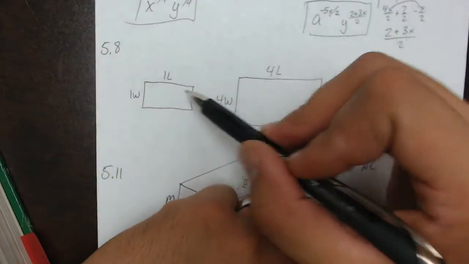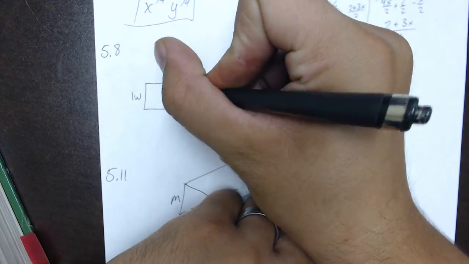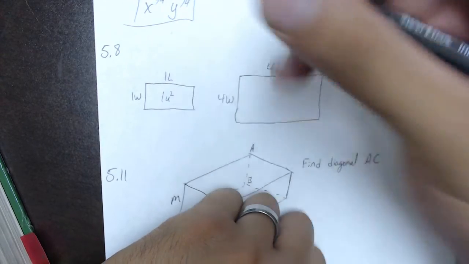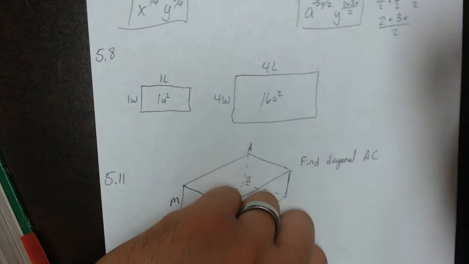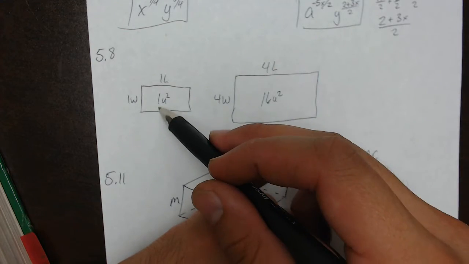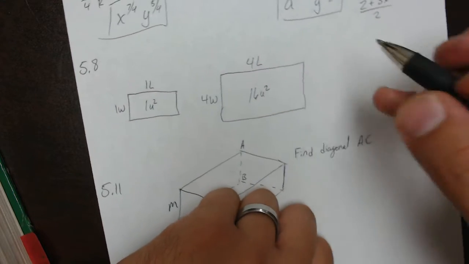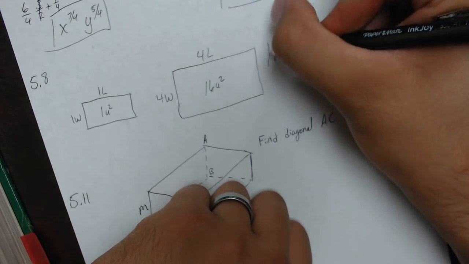Now to figure out the ratio of the areas, let's just find the area of these two rectangles. 1 times 1 will give me an area of 1 units squared. Here 4 times 4 would give me an area of 16 units squared. So we can see the ratio of side to side is 1 to 4, and the ratio of area to area is 1 to 16. So that would be my answer. 1 to 16 is the ratio of areas.